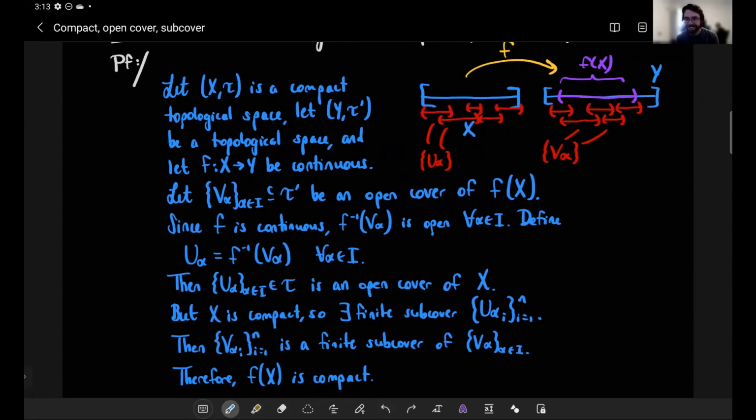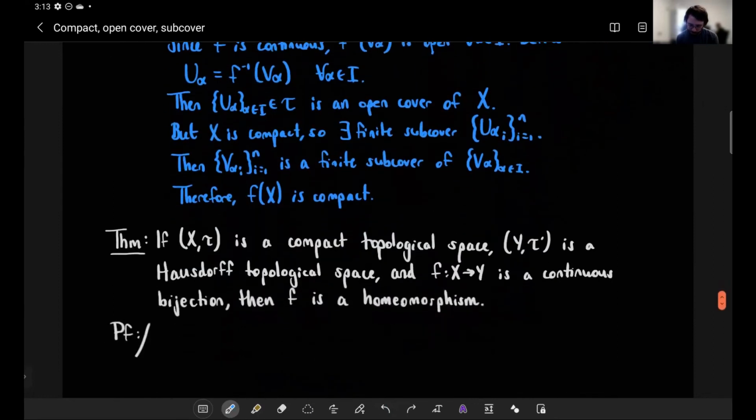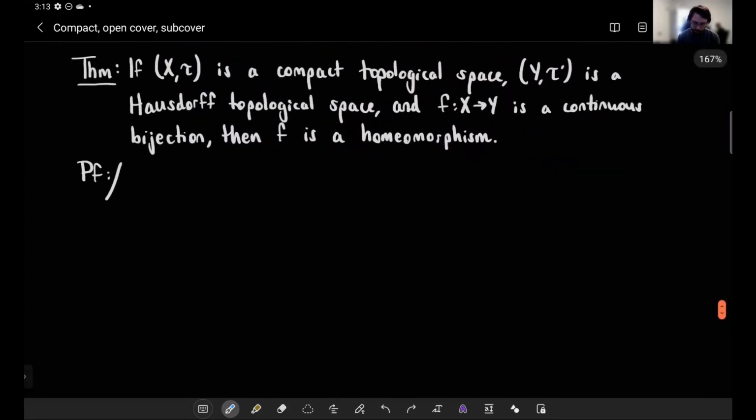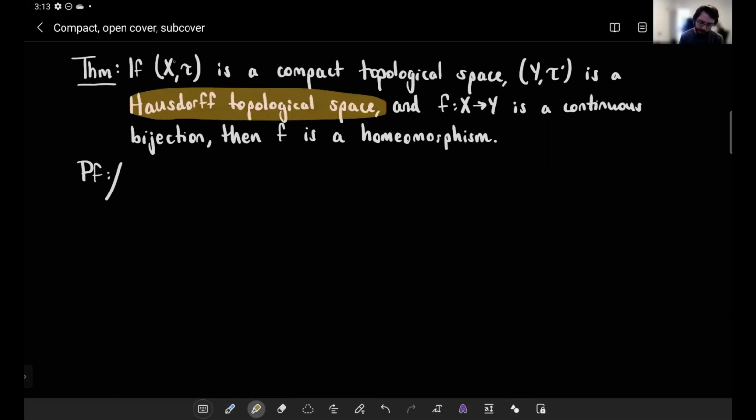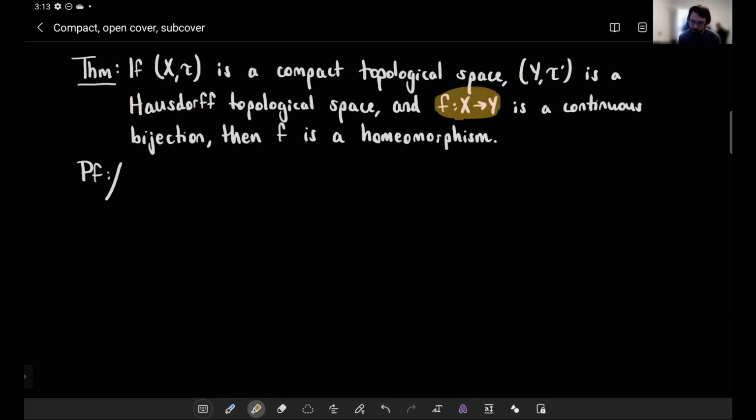Cool. So what else do we have? We have the sort of coup de grace of any chapter on compactness in a topology textbook. That if you have a compact topological space and a Hausdorff topological space, where X is going to function as our domain, Y as our codomain, and we're given some function between them that happens to be continuous and bijective, then f is a homeomorphism.